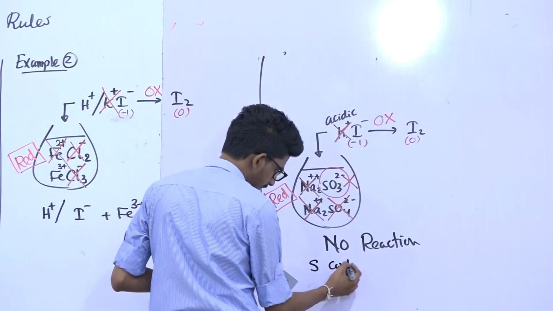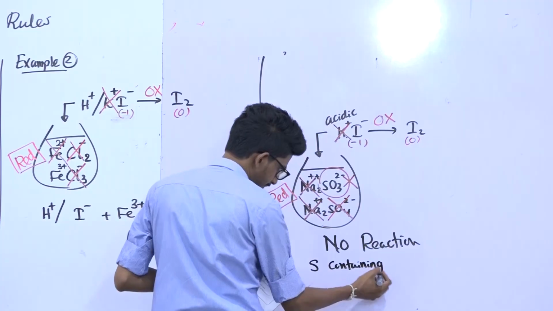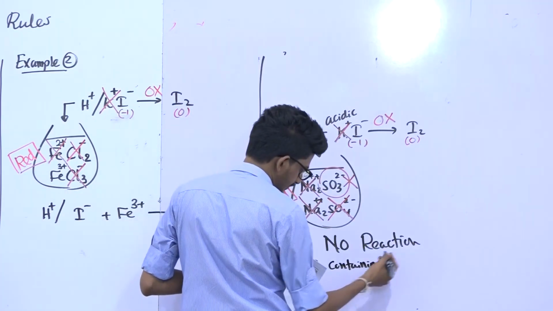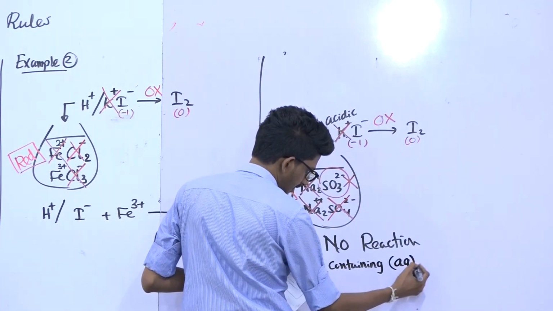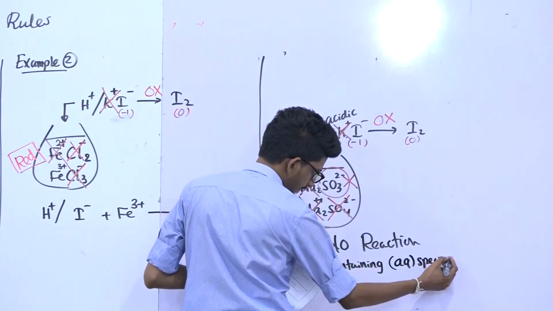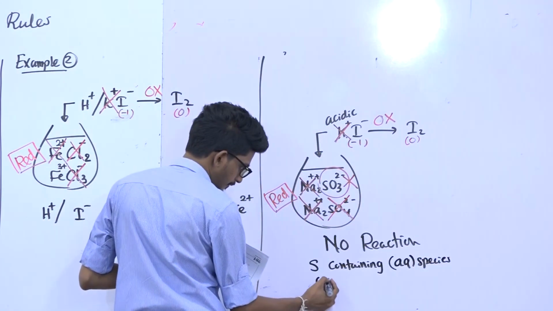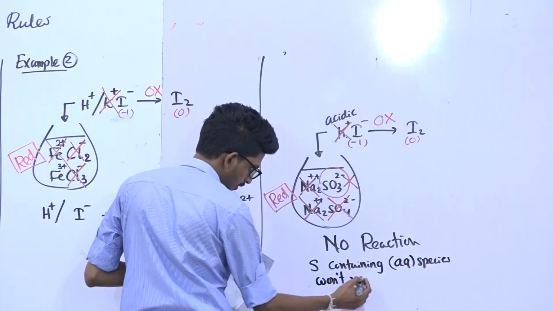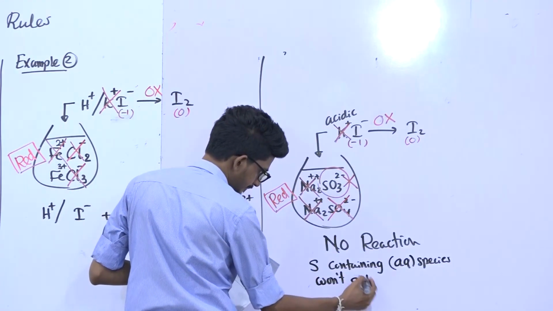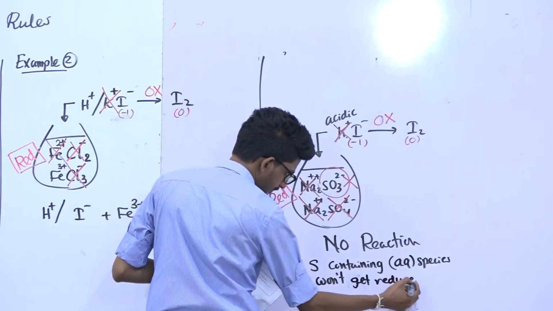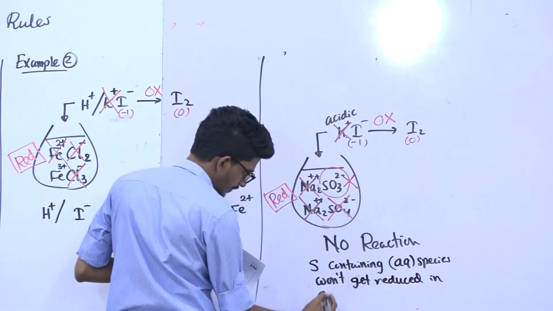Sulfur containing aqueous species won't get reduced in chemical calculations.